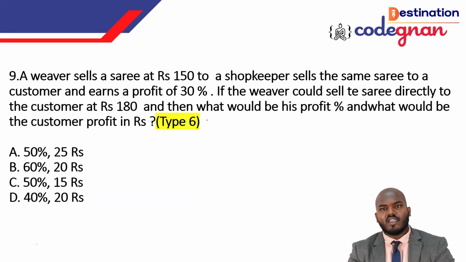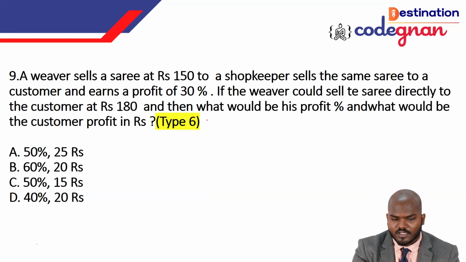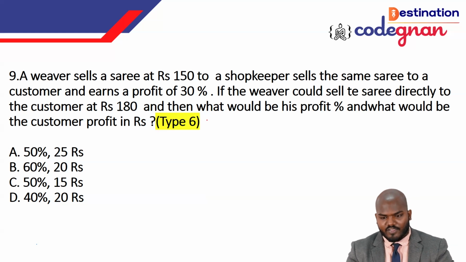Why do we say it is difficult? It is a very lengthy question, and it is hard to understand the data within a short amount of time. So you just want to look at what is making it so confusing. Check what they are asking: what would be his profit percentage and what would be the customer's profit? They are asking for the seller's profit and also the customer's profit. They have given the two data in the options here.